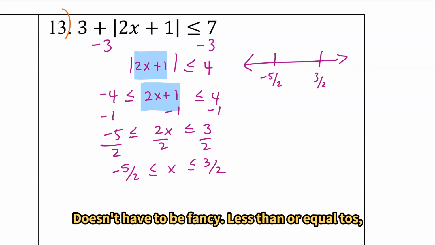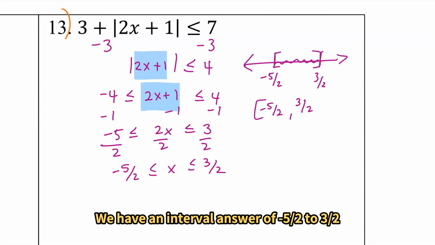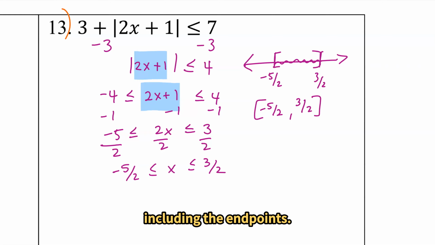Doesn't have to be fancy. Less than or equal to's. The equal to's will get us brackets and x's between them. And we have an interval answer of negative 5 halves to 3 halves, including the endpoints.